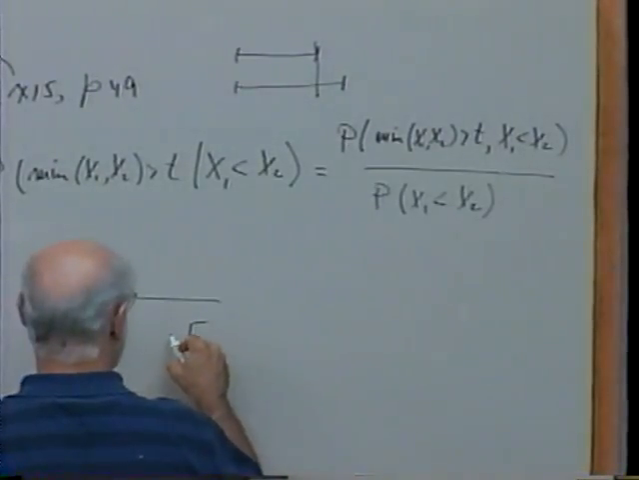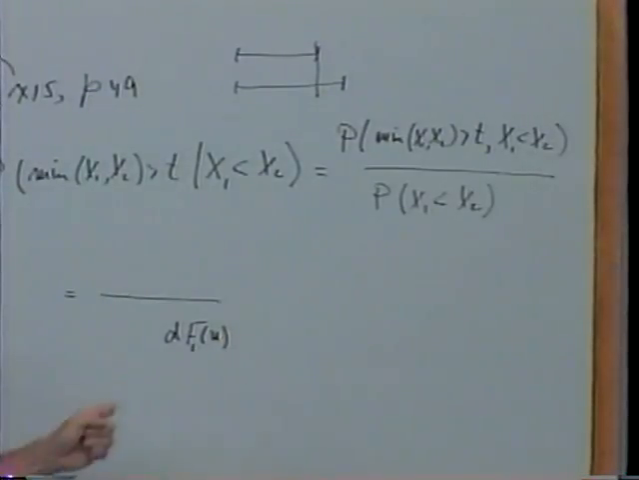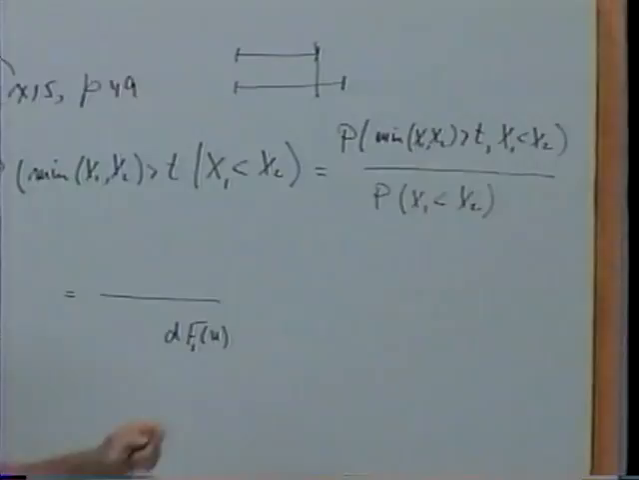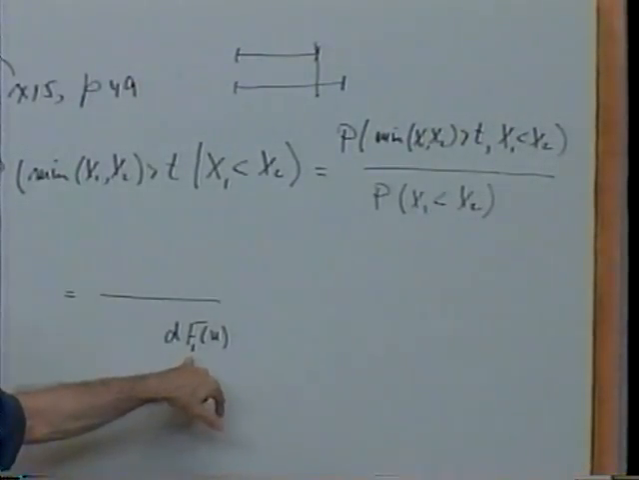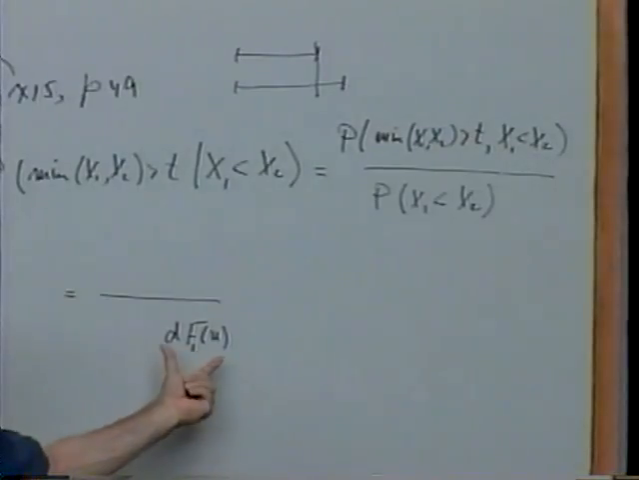So then df1 of u is the probability that x1 lasts exactly u, or lies in an infinitesimal interval about the point u. Remember that if this distribution function is differentiable, meaning that the random variable has a density, then this would be the density function times du. And in fact, that's going to be the case here because we're talking about exponential variables. But in any event, in general, I could write it this way.